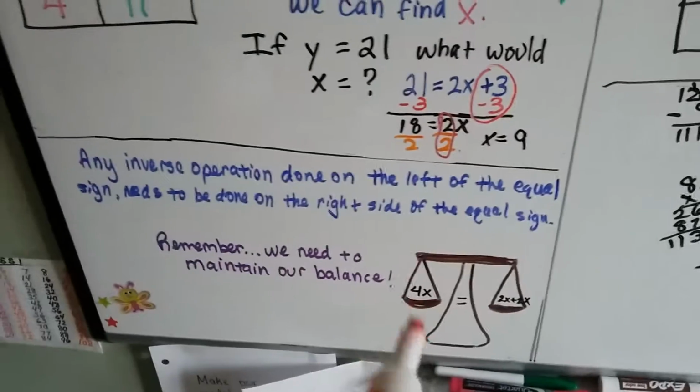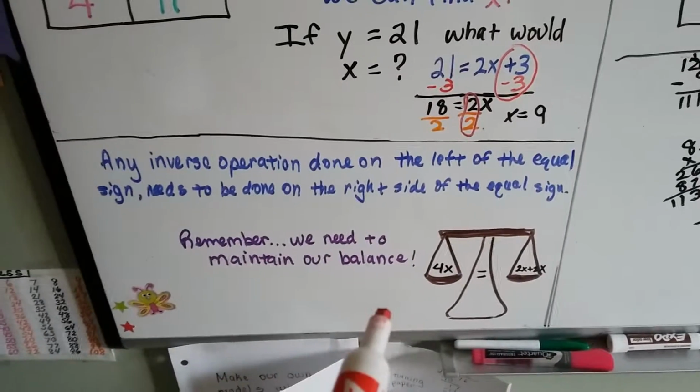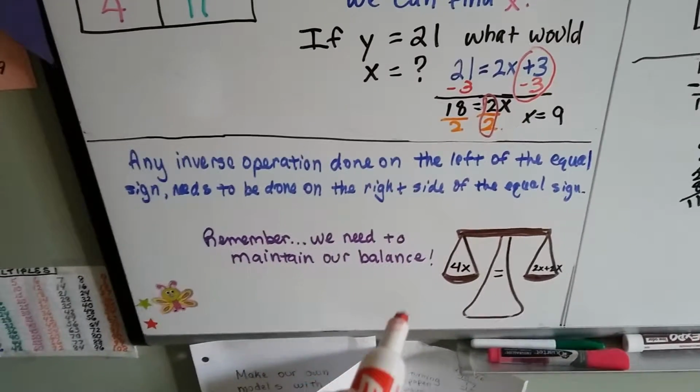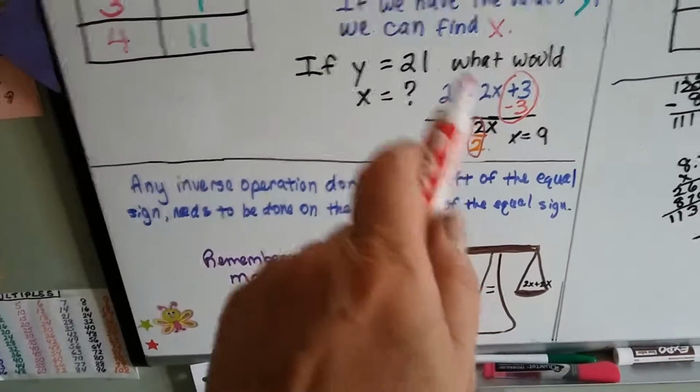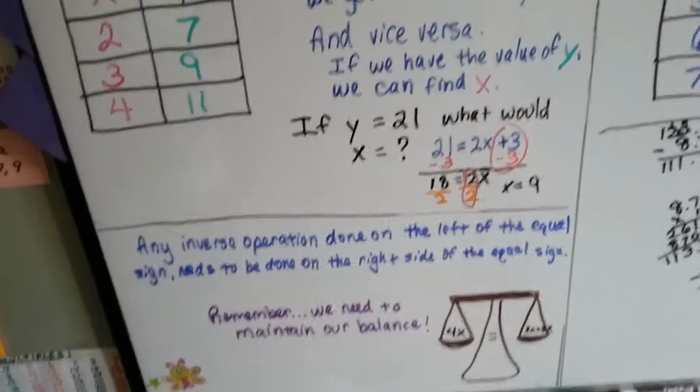So just remember, any inverse operation done on the left side of the equal sign needs to be done on the right side of the equal sign, and vice versa. We need to maintain the balance like it's a scale. What we do to one, we do to the other, okay?